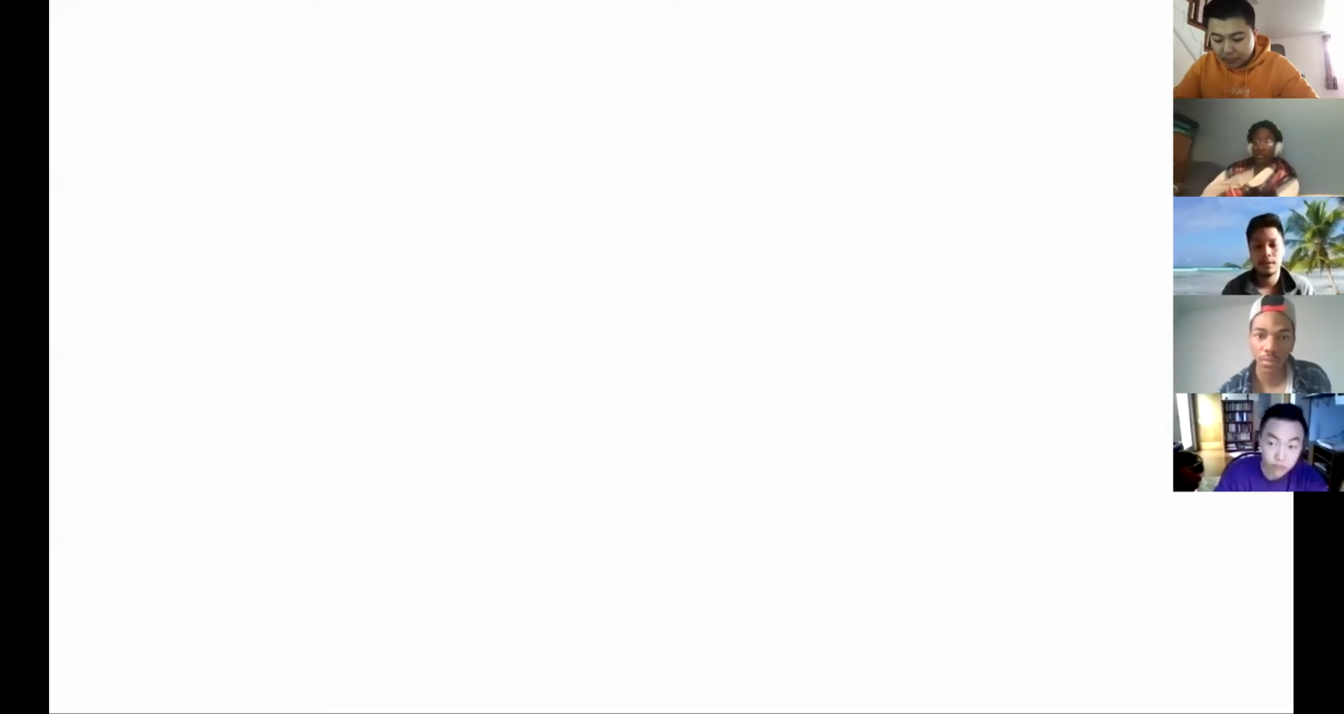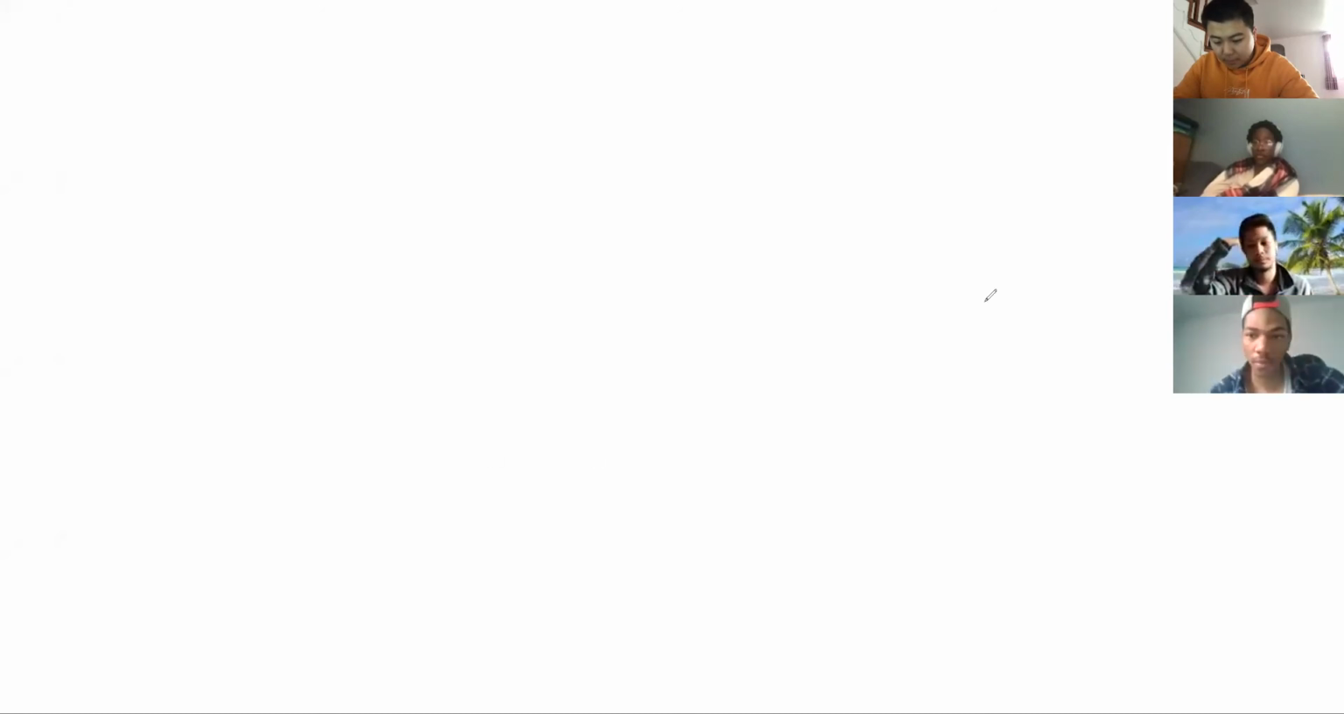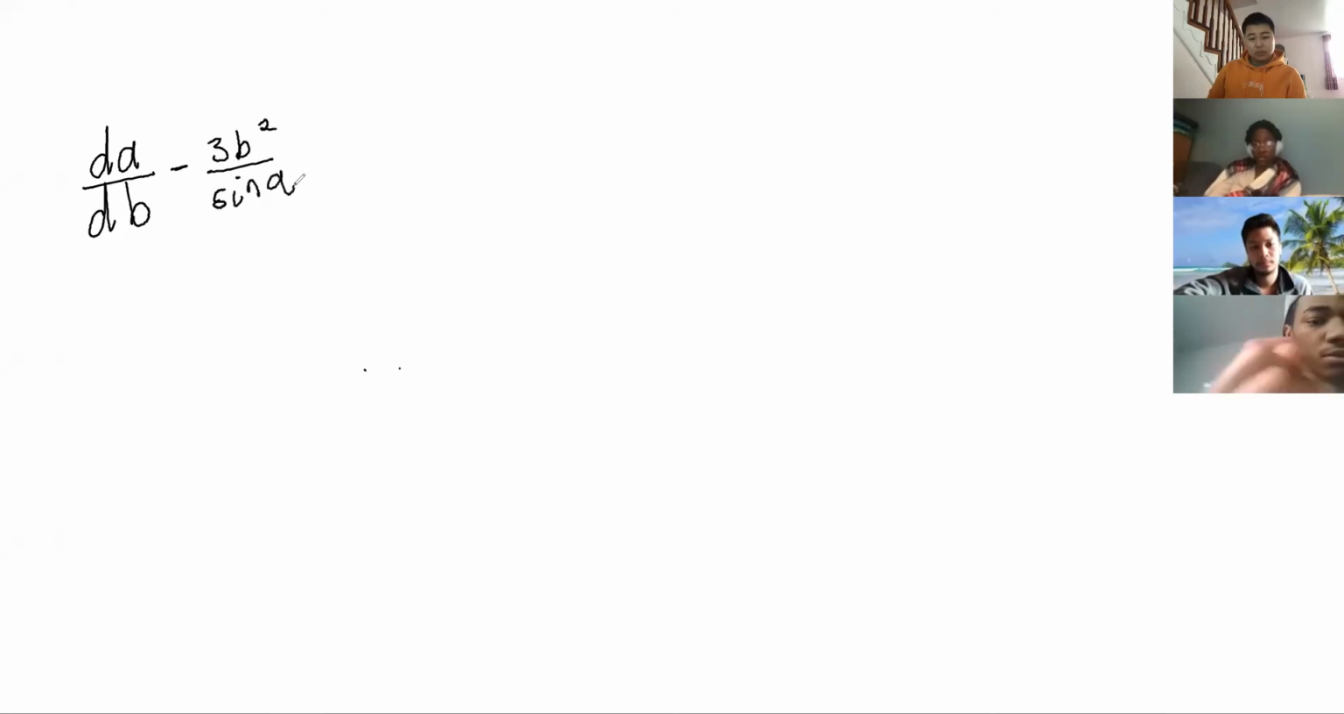Okay, so the function is dA over dB minus 3b squared over sine of A equals 0. So we're supposed to find a solution of this, and then after we find the solution, we plug in variables.